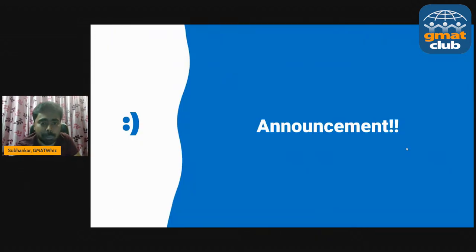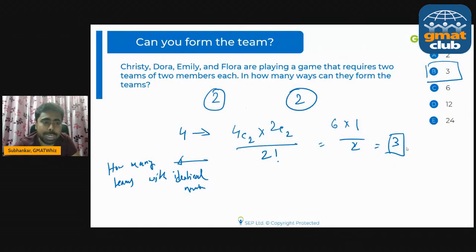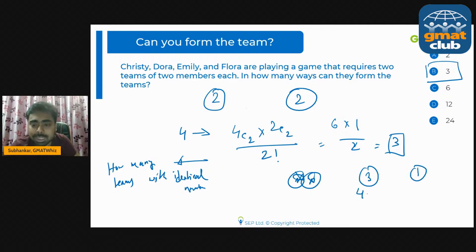So just to come back to this particular question, I'm trying to answer a separate question where you are no longer forming a team of two and two. You are forming a team of three people and one person. Basically, you are splitting them into three and one. In those scenarios, you can simply do 4C3 times 1C1. So there is no problem in those scenarios.